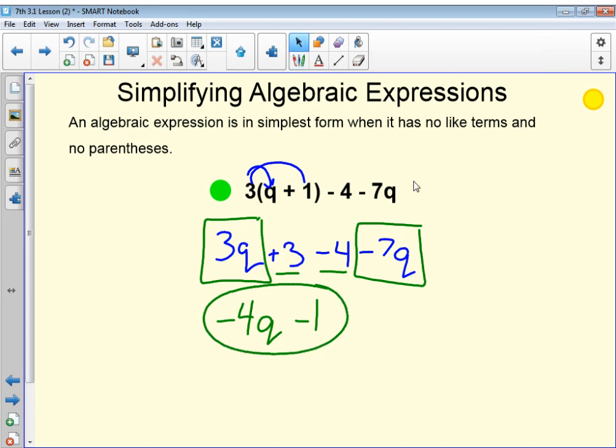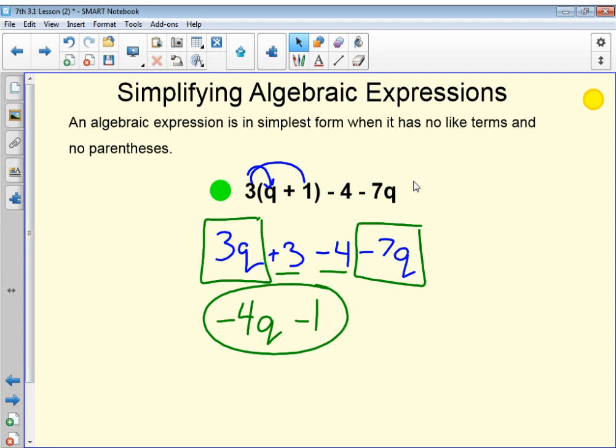Okay, you should have ended up with, after distribution, 3q plus 3, and then you still had the minus 7q. When you combine like terms, 3q minus 7q would give me negative 4q, and then a positive 3 minus 4 gives me negative 1. So my final answer was negative 4q minus 1.